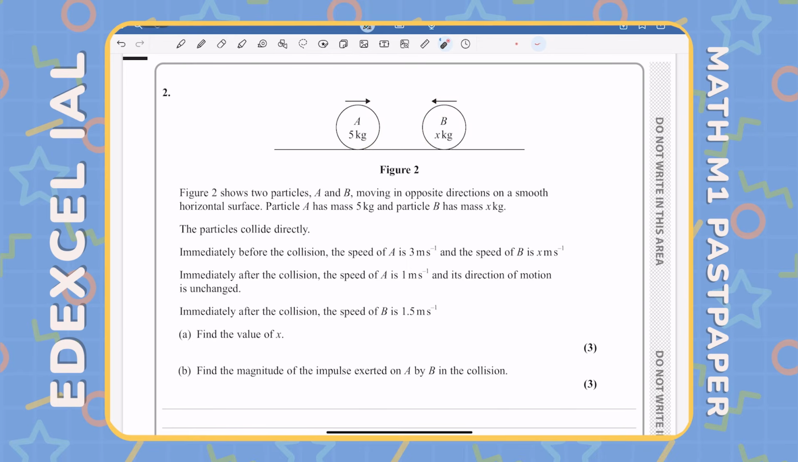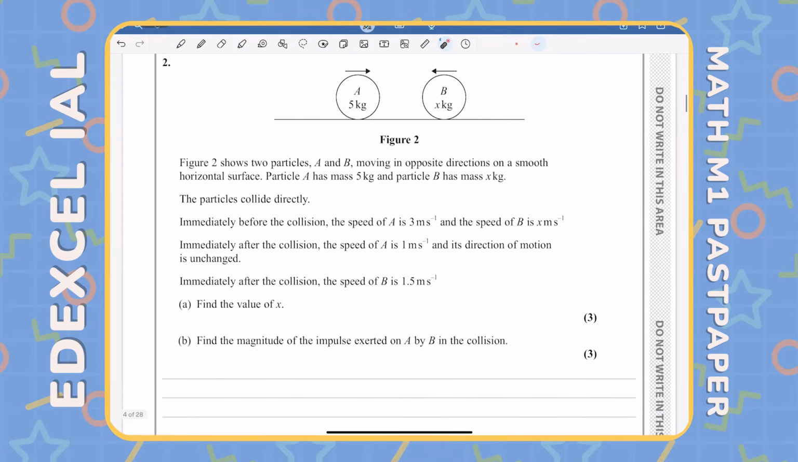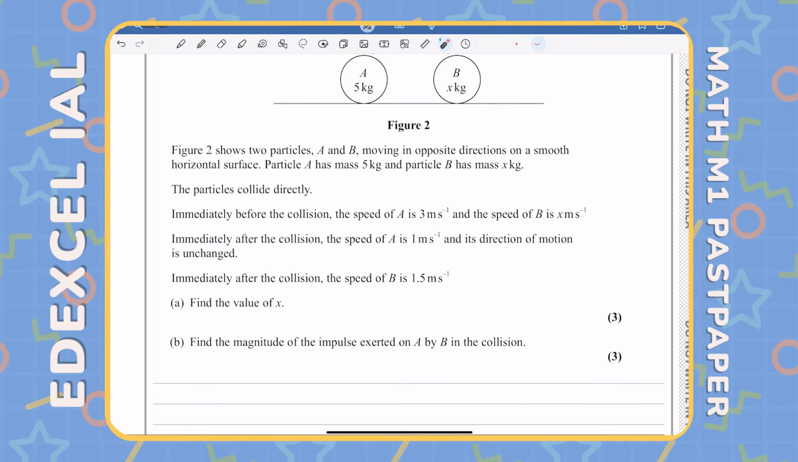It's not possible that A moves towards the right and B also continues in the same direction, because obviously B cannot go through A, nor can it go above A or under A. So if one object is moving towards the right after hitting another object, that means the other object must also be moving towards the right. You won't find this mentioned in the question because you really have to use your common sense here to figure this out. Anyway, immediately after the collision, the speed of B is 1.5 meters per second.